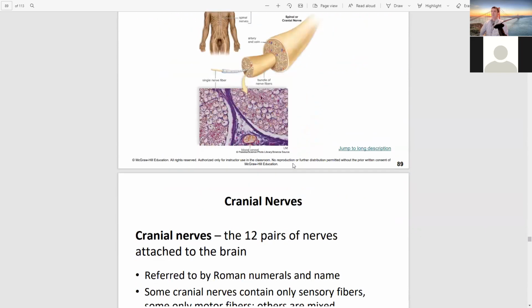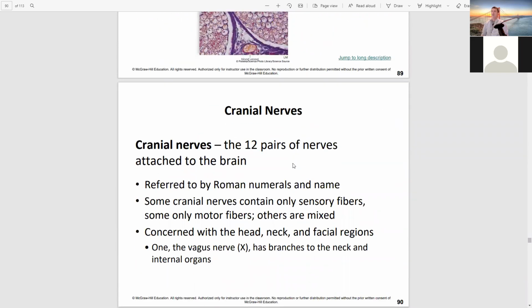So cranial nerves, the 12 pairs of nerves attached to the brain. They're referred to by Roman numerals and name. Some cranial nerves contain only sensory fibers, some only motor fibers, others are mixed. Concerned with the head, neck, and facial regions, the vagus nerve, X, has branches to the neck and internal organs.